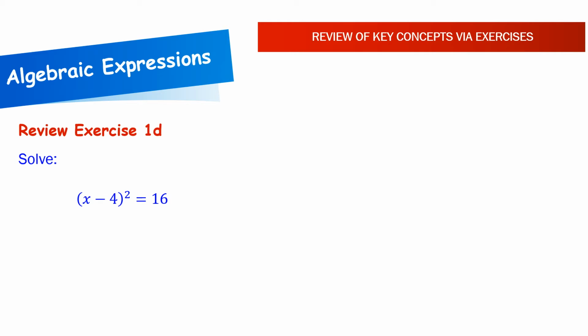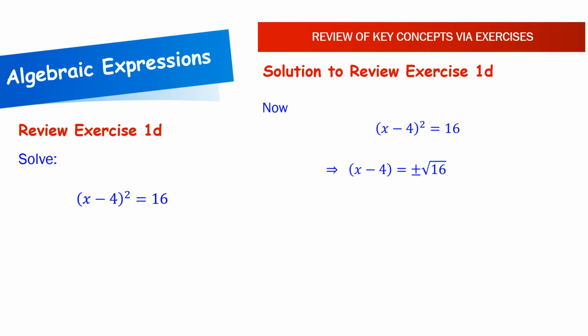And now for exercise 1D. Square root both sides to give x minus 4 on the left-hand side and plus or minus root 16 on the other. This gives x minus 4 equals plus 4 or x minus 4 equals minus 4. Therefore, rearranging gives x equals 8 or x equals 0.